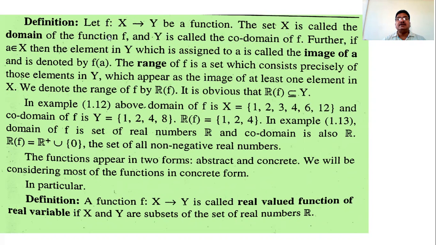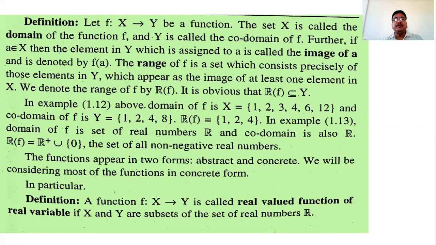And the set X is called the domain. This X is called the domain of the function f. This Y is called the codomain of the function f. And the set of all images is called the range of the function. That is, under this function f, the image of all elements of this domain X is denoted by the set, and the set is called the range of the function, or the set of images under the function.